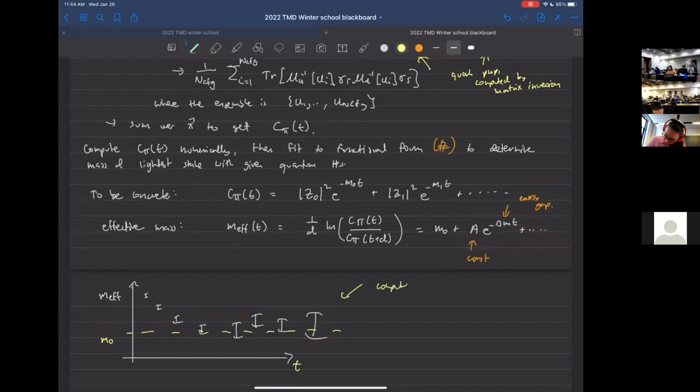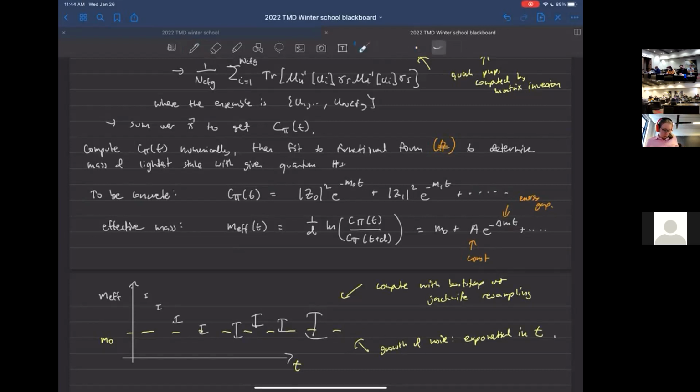So, errors computed with bootstrap or jackknife resampling, growth of noise exponential in t, which we'll come back to.